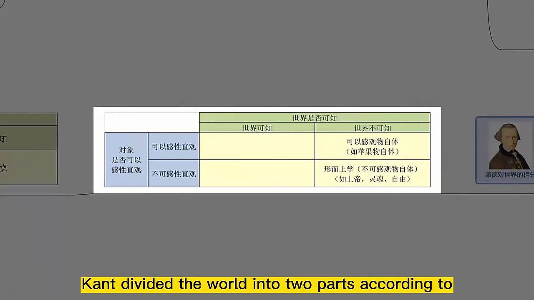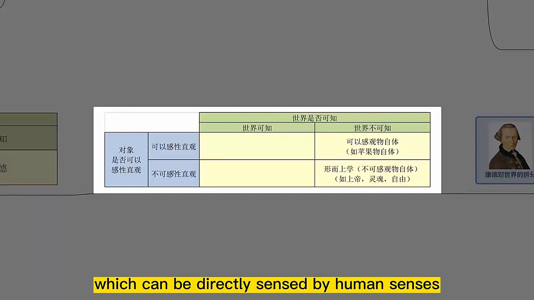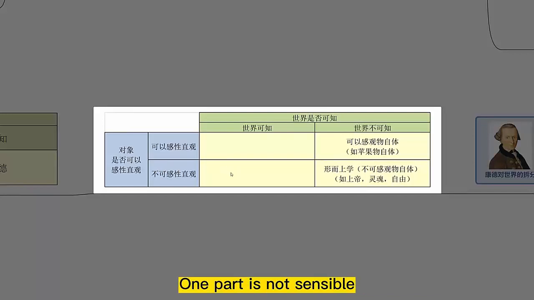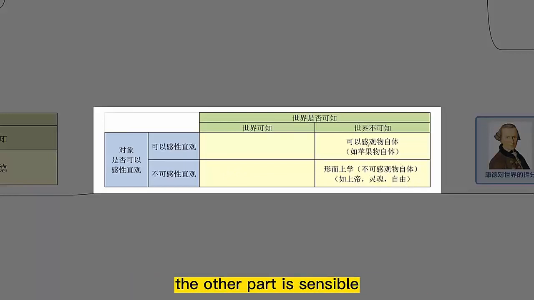Kant divided the world into two parts according to whether objects are sensibly intuitable or not. Sensible intuition is that which can be directly sensed by human senses. One part is not sensible, such as God, soul, and freedom, which are the objects of metaphysical study. The other part is sensible, such as objects that appear as apples, cats, rocks, etc. It is important to note that things in themselves are unknowable, but we can know that they stimulate us and produce appearances.